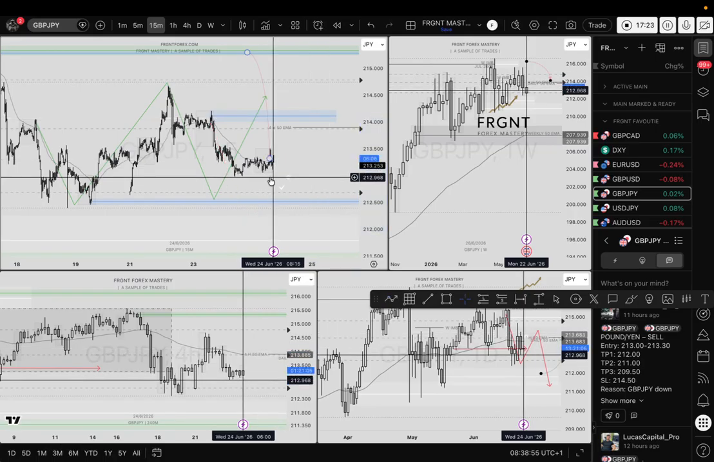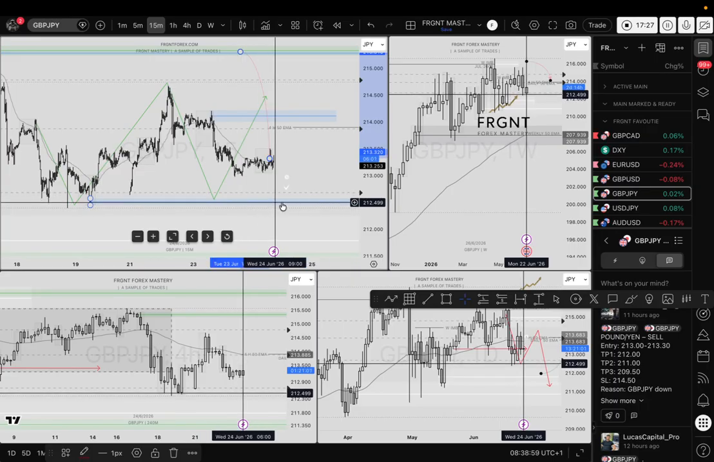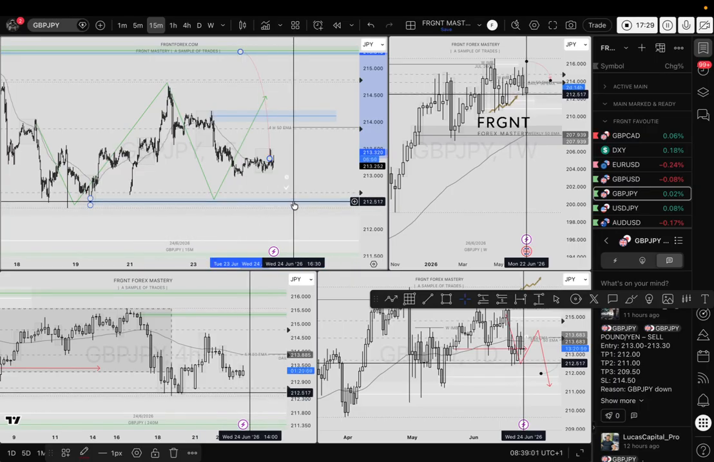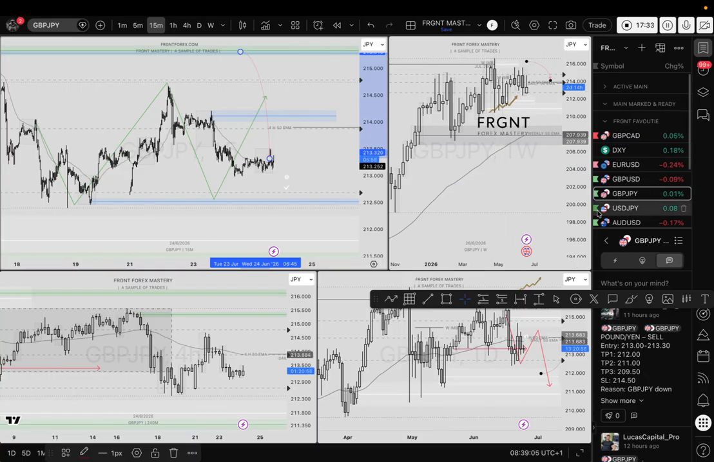So nothing on GJ, but for a good looking short from the highs, or a potential long position from this 15-minute order block. So an alert's there, and I'm probably going to update you guys throughout the day.